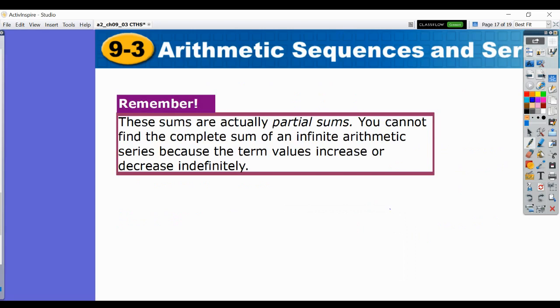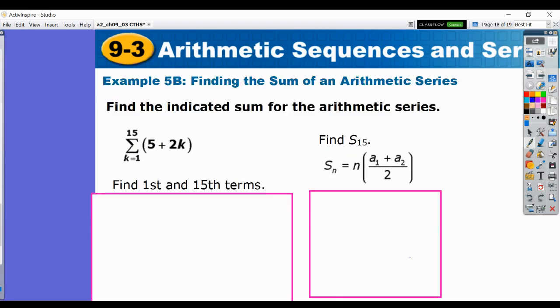Okay, what we have been doing are actually called partial sums because they are sequences that are finite, that stop. Some sequences you can do infinite sums on, but you can't with arithmetic, because if we're always adding the same amount every time, this is never going to add up to something, because it's just going to keep getting bigger or smaller indefinitely. So we are always going to do finite sums for arithmetic sequences.